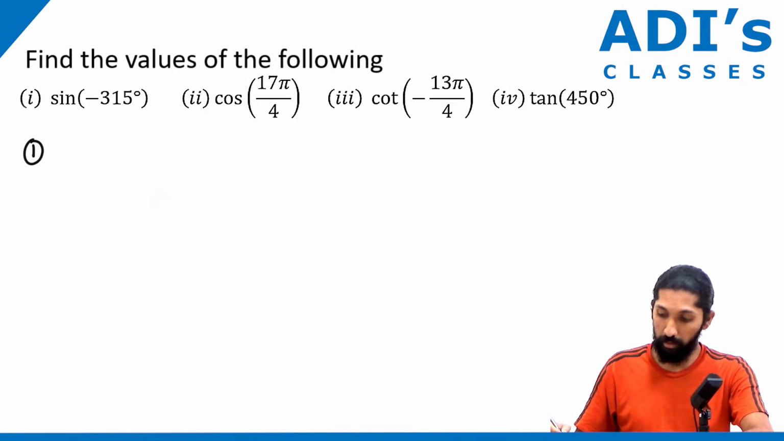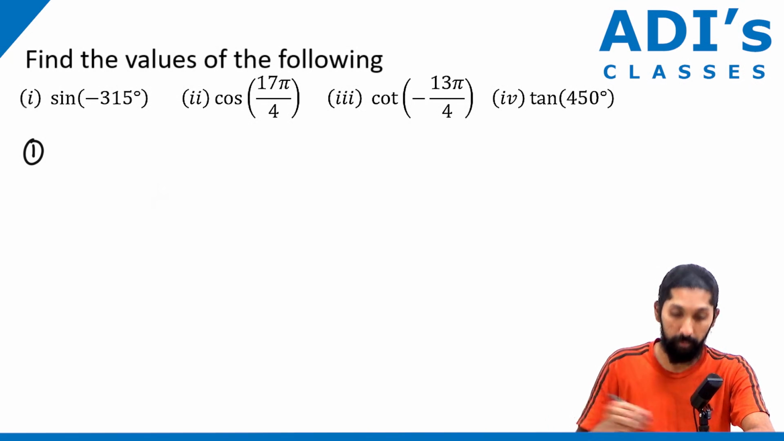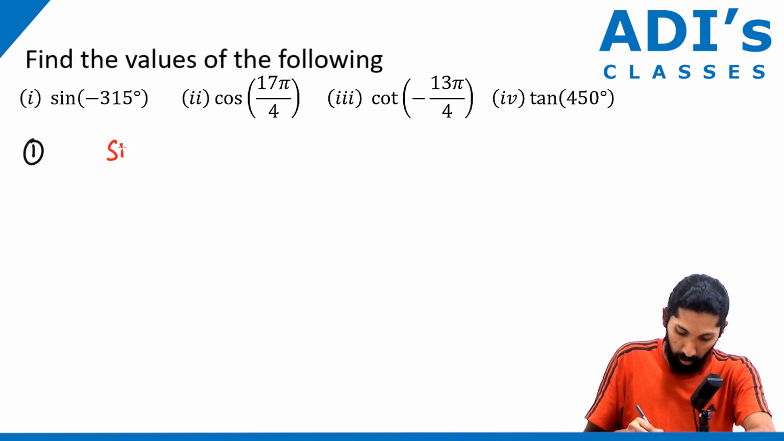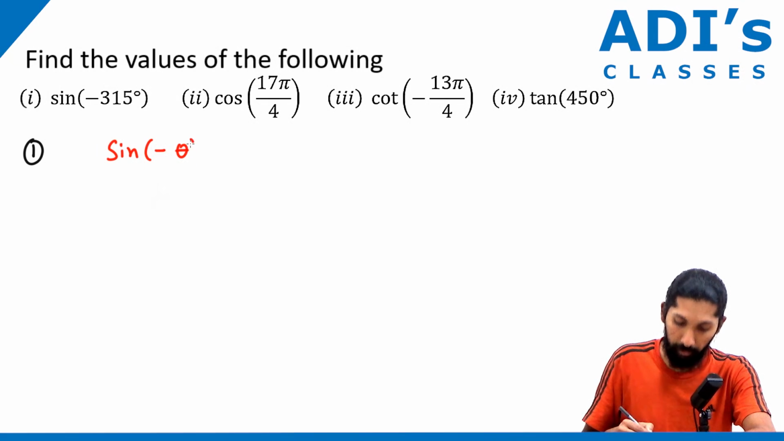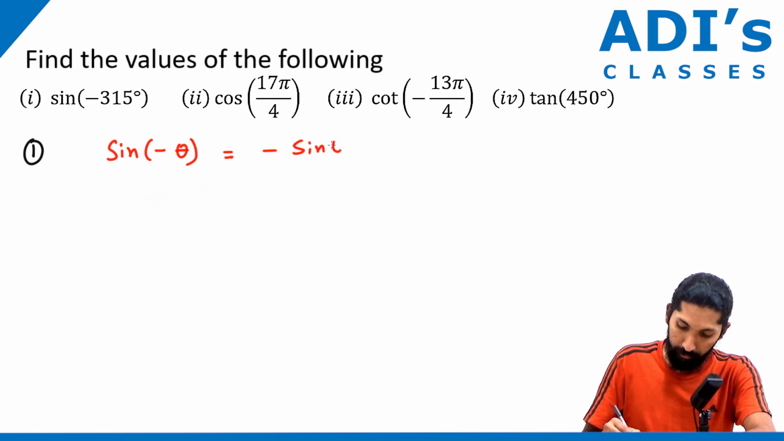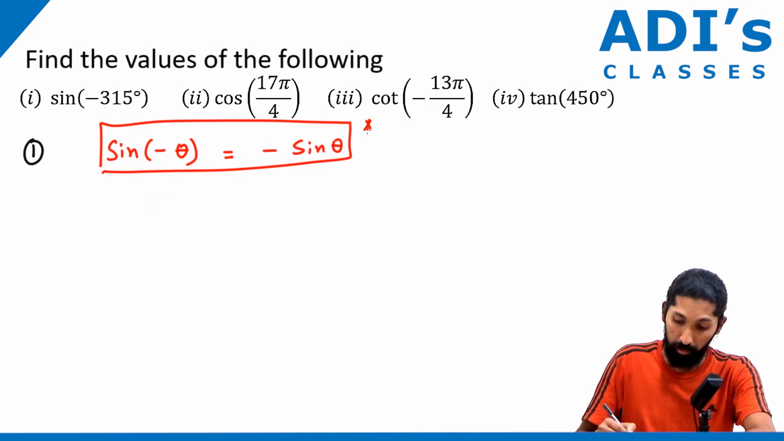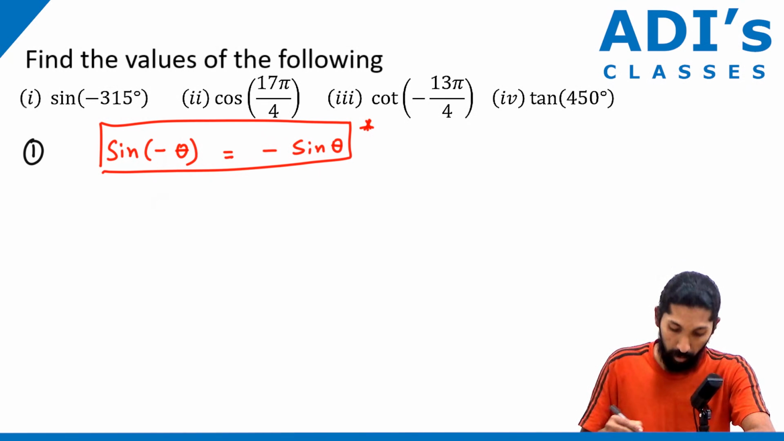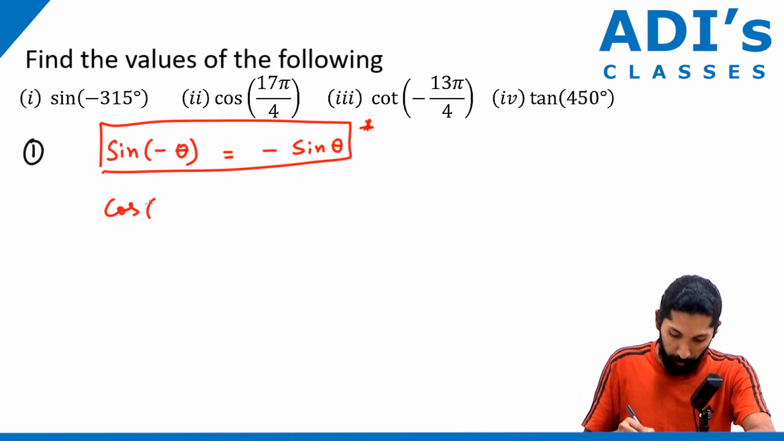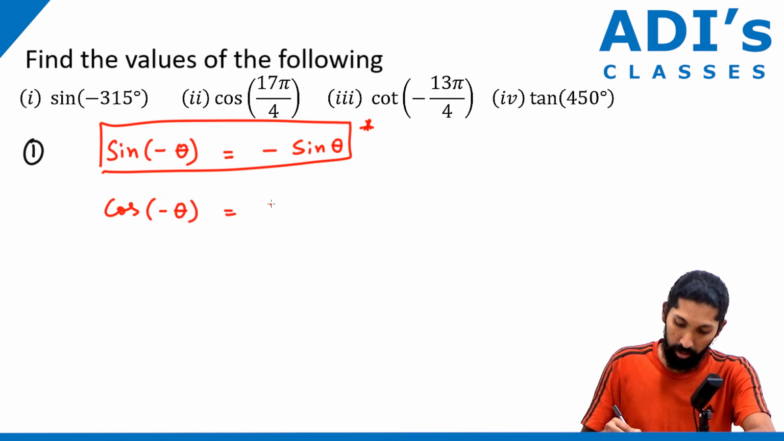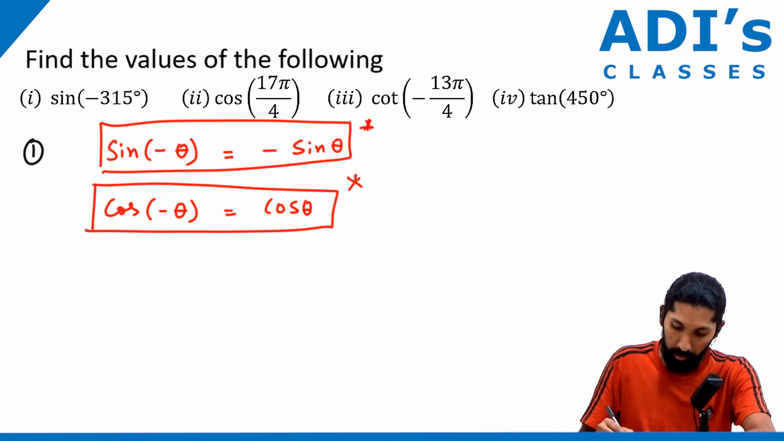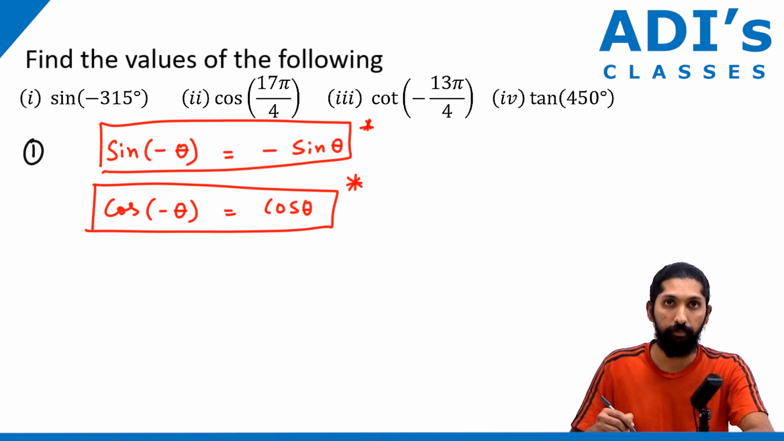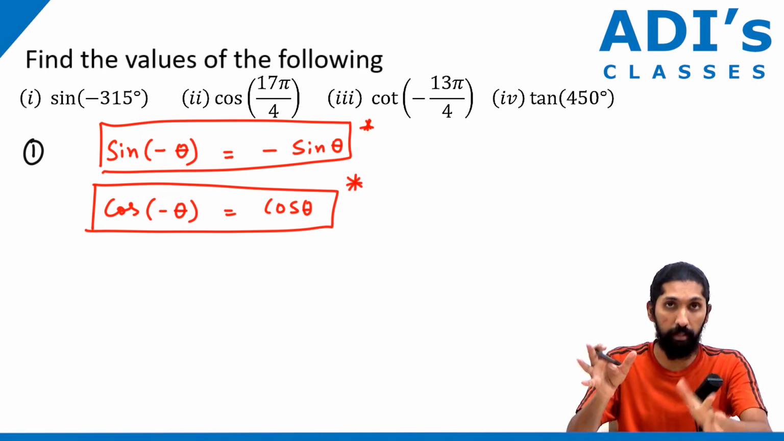Now, one thing here is quite an important part. Whenever we have sine of minus theta, you can write this as minus sine theta. Put this in a box and put a star because this is quite an important part. Suppose you have cos of minus theta, it is just cos theta. This is also a very important part, so please put it in a star. This is one basic thing.